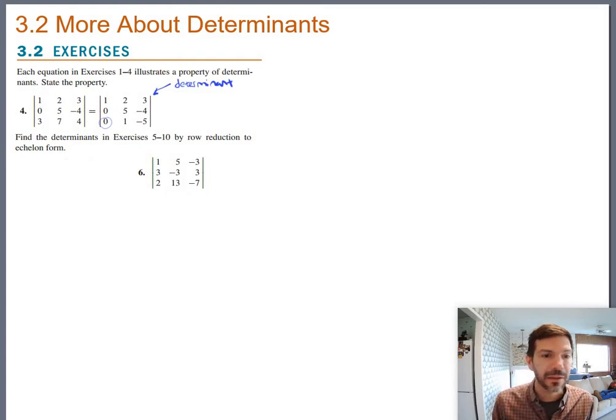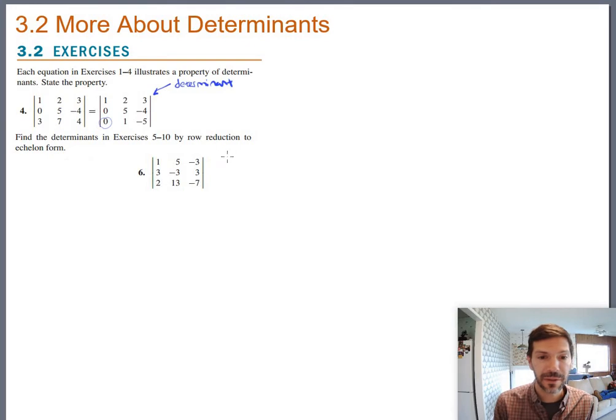Likewise, oh, never mind. Sorry, I was going to say another one or two, but you will do the others from 1 through 4. Moving on through 5 through 10, I say go ahead and find this determinant by row reduction to echelon form. So this is only a 3 by 3. It wouldn't be that hard to find the determinant by cofactor expansion. But they say instead, go ahead and find the determinant by row reducing.